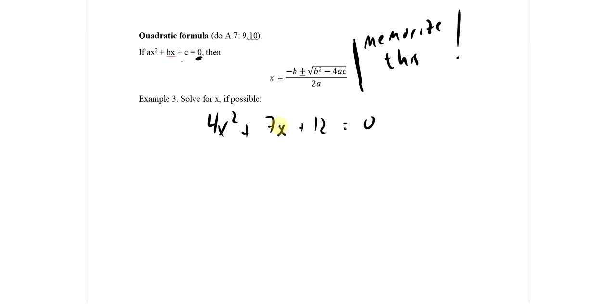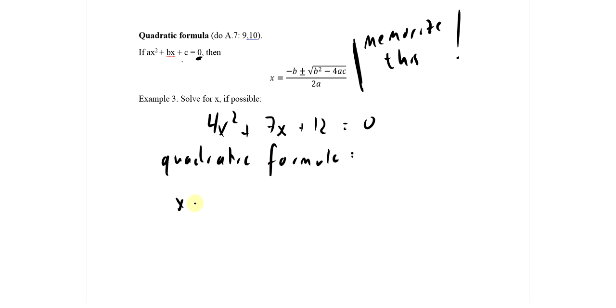Factoring this, well, you'd need to find, if you use the AC method, two numbers that multiply together to give you 48 but add together to give you 7. You might be able to do it, but that's hard. So we'll just use the quadratic formula. Which is pretty easy, right?